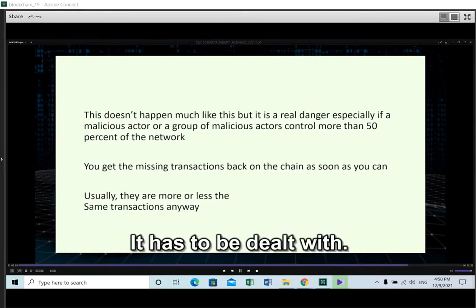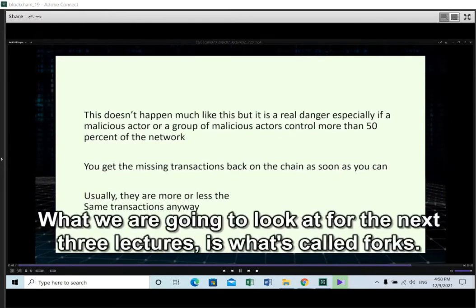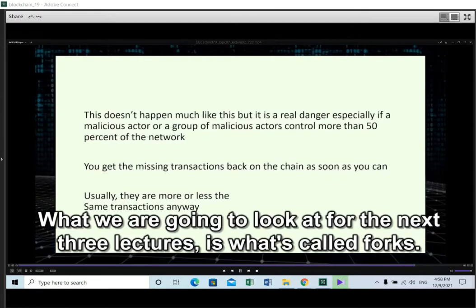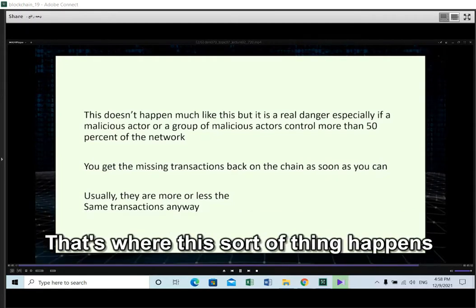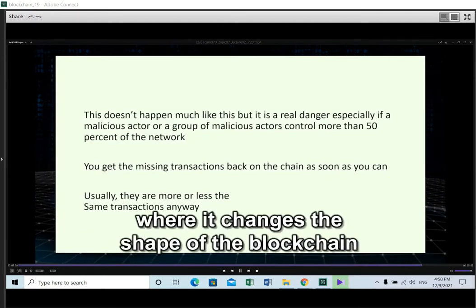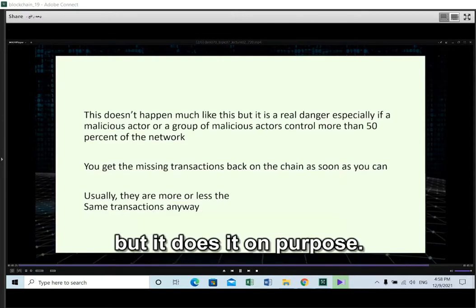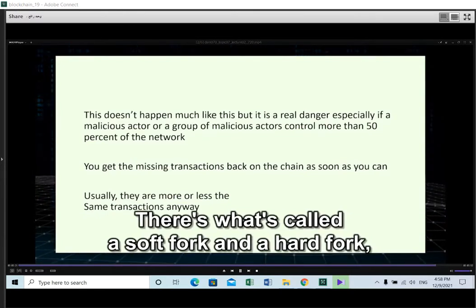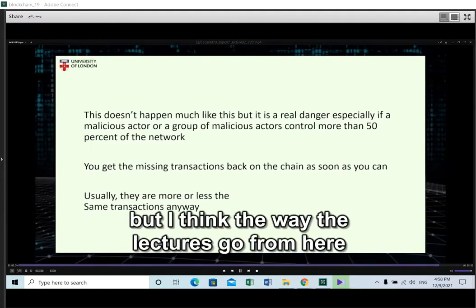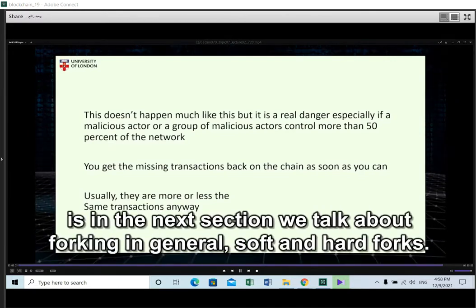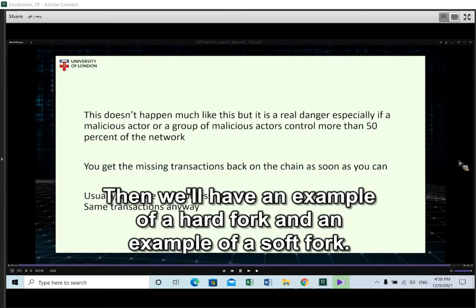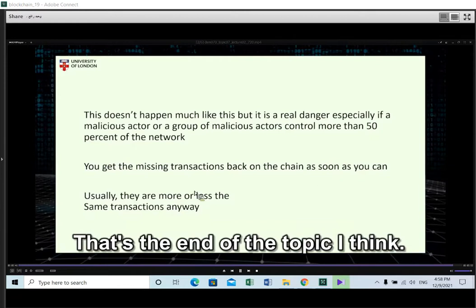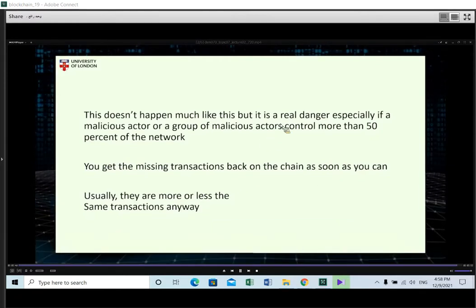But it has to be dealt with. What we're going to look at for the next actually three lectures, I think, is what's called forks. That's where this sort of thing happens, where it changes the shape of the blockchain, but it does it on purpose. And we'll look into that. There's what's called a soft fork and a hard fork. The way the lectures go from here is the next lecture we talk about forking in general and soft and hard forks, and then we have an example of a hard fork and an example of a soft fork. And that's the end of the topic, I think. Okay, so see you at the forking lecture.